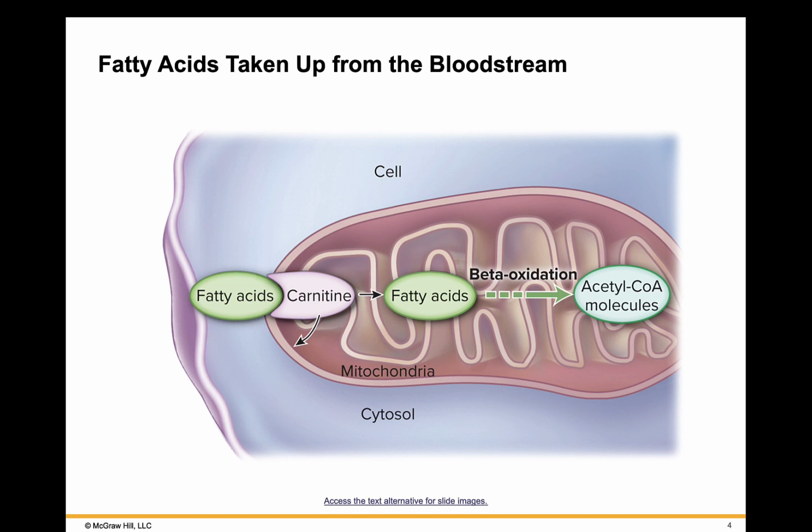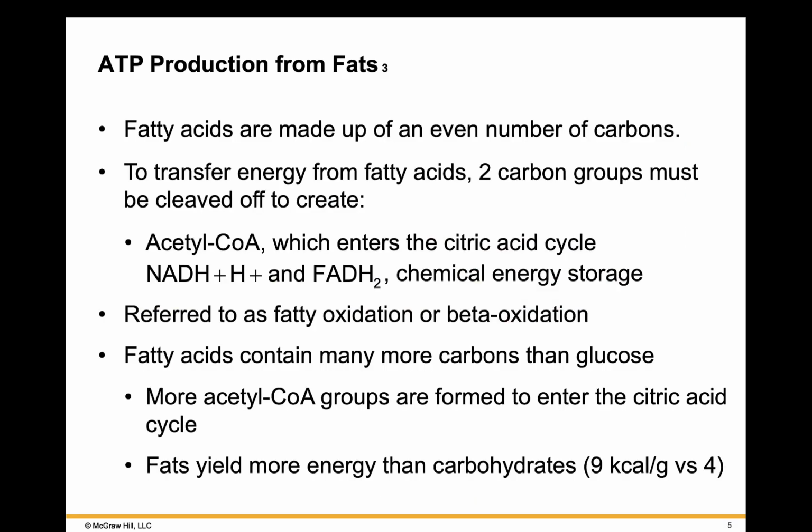Our textbook puts a very significant emphasis on acetyl-CoA, and we'll be addressing that along the way. Triglycerides and fatty acids are always made up of an even number of carbons. So to transfer energy from fatty acids, 2 carbon groups must be cleaved off, and this is used to create acetyl-CoA, which enters the citric acid cycle. Along the way, NADH plus hydrogen ion and FADH2 will be formed, resulting in more electron transport molecules and chemical energy storage. This is referred to as fatty acid oxidation or beta oxidation.